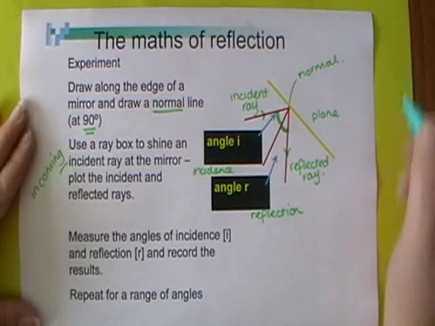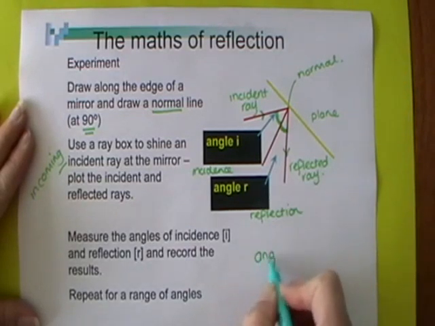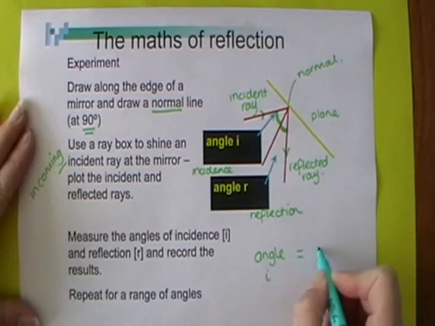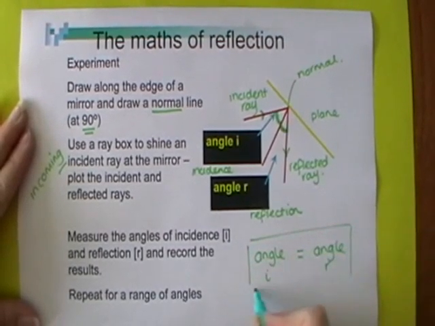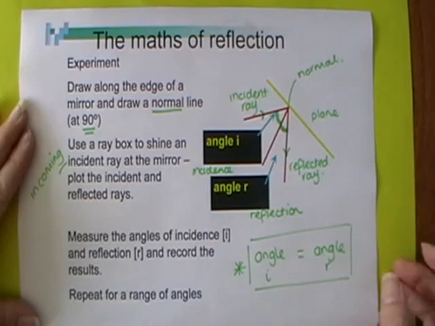And what we find is that the angle of incidence is always equal to the angle of reflection. And this forms a basic rule of the properties of reflection. So no matter what angle of incidence we change this to, if the ray box is pointed at an angle to the mirror, the angle of reflection will always be the same.